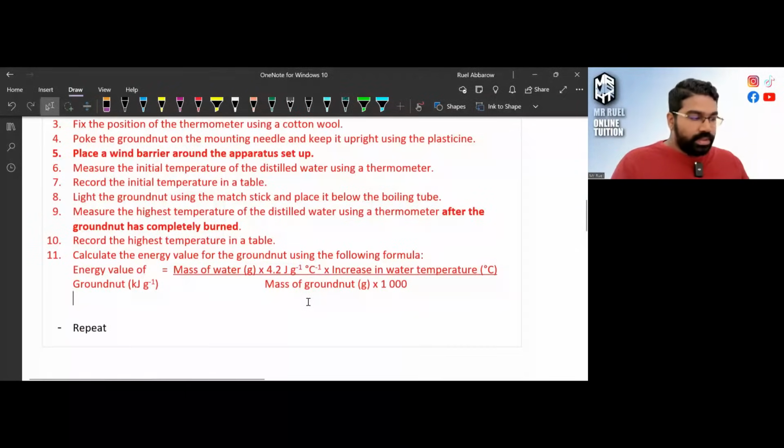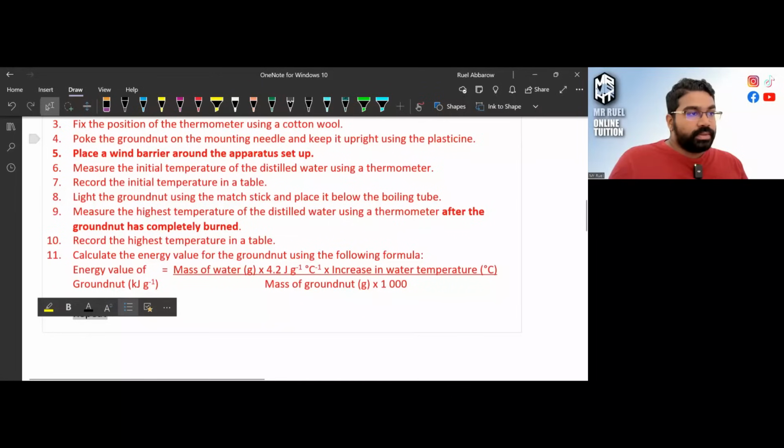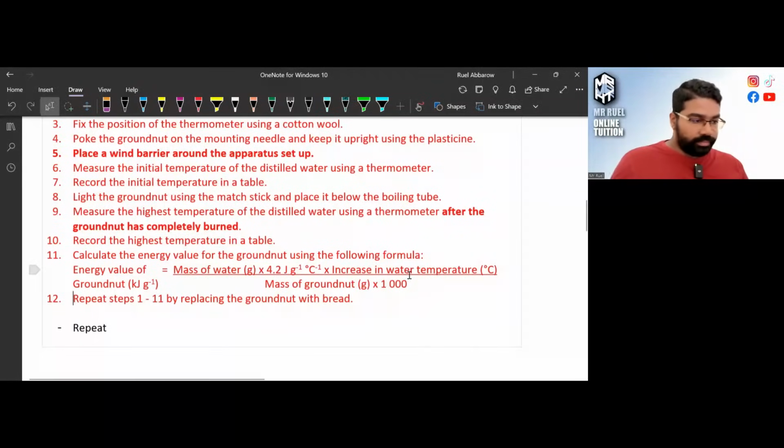Now, this formula should be given to you. I will explain how to use the formula later in calculation. So calculate the energy value using this formula. Done. Last step will be to repeat. So now we are going to repeat the whole thing. You repeat steps 1, 2, to 11 here by replacing the groundnut with bread. Finish. Done.